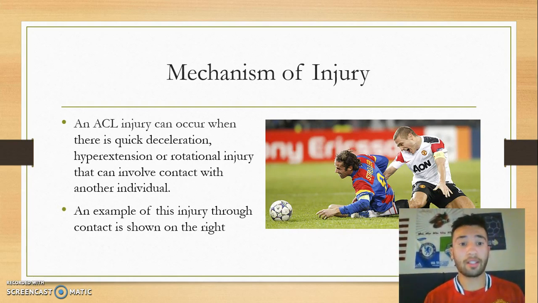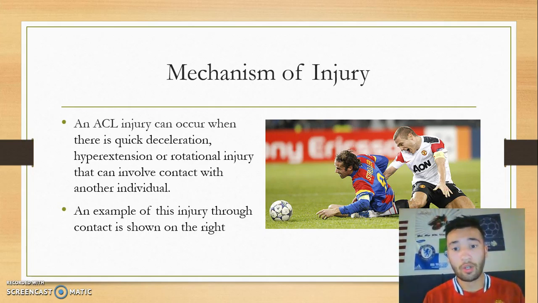The mechanism of injury: an ACL tear can occur when there is a quick deceleration, hyperextension, or rotational injury. It can involve contact with another individual, or it could be no contact, like cutting and turning in soccer, with the soccer ball or even without it. But in this picture, as you see on the side, this person happens to fall on this man's knee, tearing that anterior cruciate ligament, also affecting the other ligaments around it, like the LCL, which looks like it probably was affected, and even the MCL, which could tear along with the ACL.